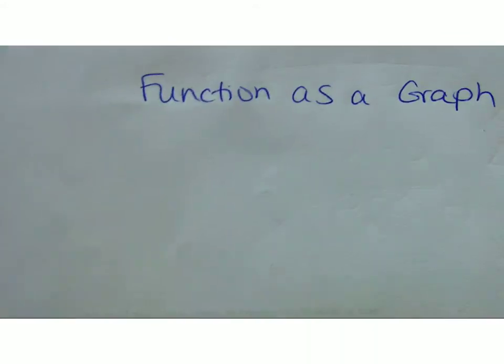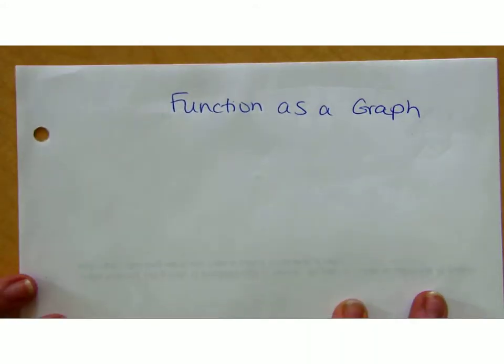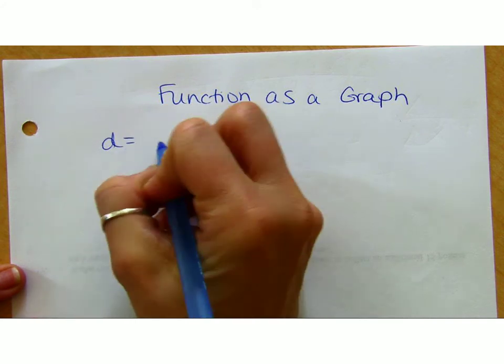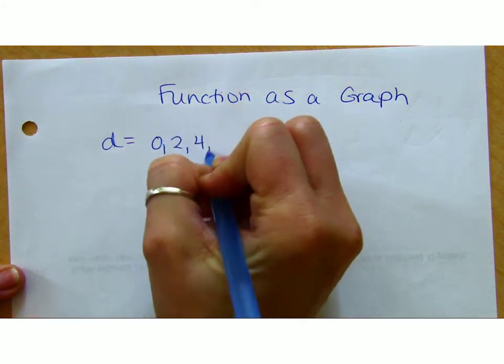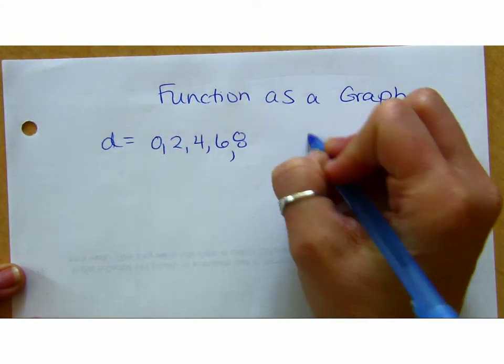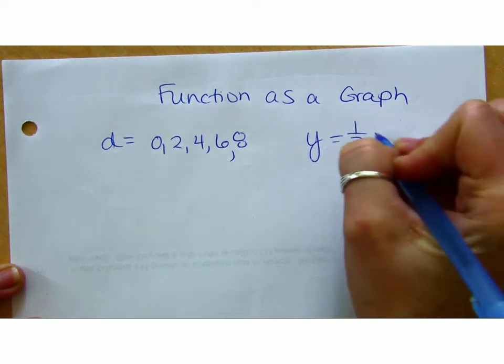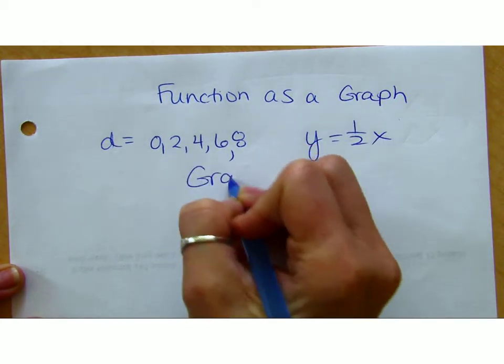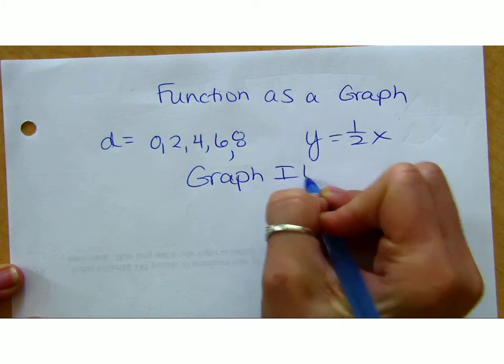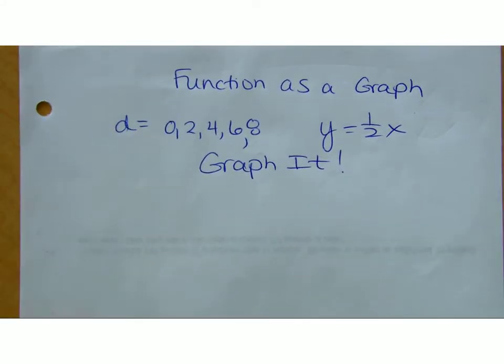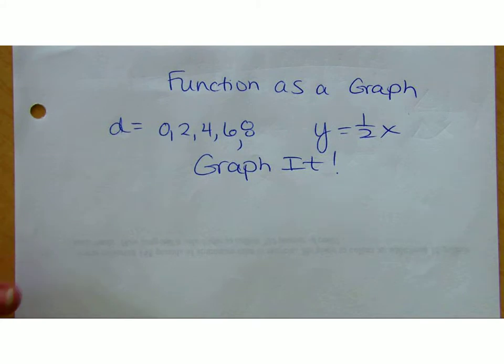All right, it's going to give you a domain. So go ahead and copy this down. The domain is 0, 2, 4, 6, and 8. And the function is y equals 1/2 x. Graph it. Okay? So in order to graph, you need some points. And in order to get your points, you need a table of values, right? So, but before I can even do that, I need to figure out what my range is.